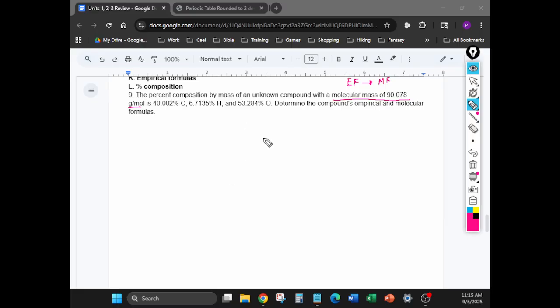All right, so the first thing we want to do is find the empirical formula. We're going to do that in the color red. If you remember, for the empirical formula, the first thing you want to do is assume a 100-gram sample.